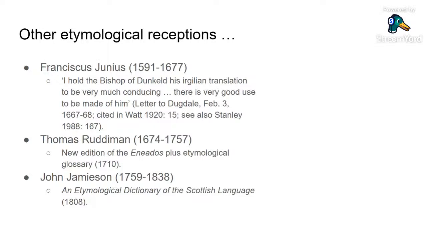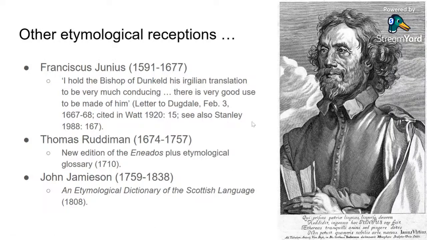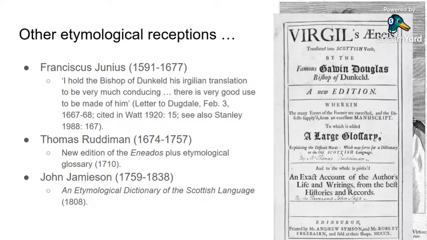Of course, this wasn't even the only occasion that the text was used in this way. So the early philologist Franciscus Junius used the Eneados in a similar way to disambiguate some of Chaucer's language and trace the evolution from Old English to Middle English. He also wrote a glossary of Gavin Douglas's more obscure vocabulary. Later, the scholar Thomas Ruddiman created a new edition of the Eneados and likewise compiled a glossary of Douglas's language. And weirdly, he used Franciscus Junius to help him with this, but not the glossary that Junius had already created.